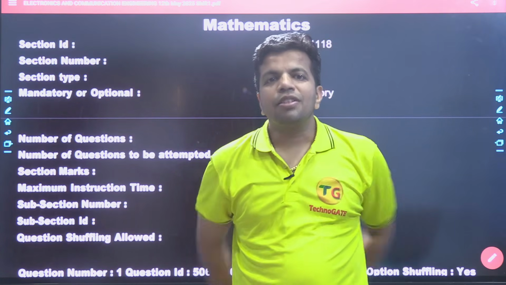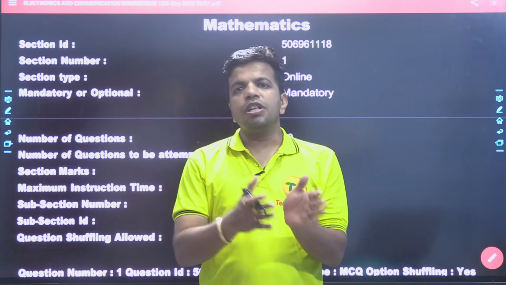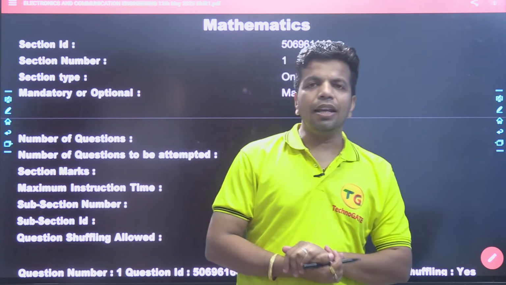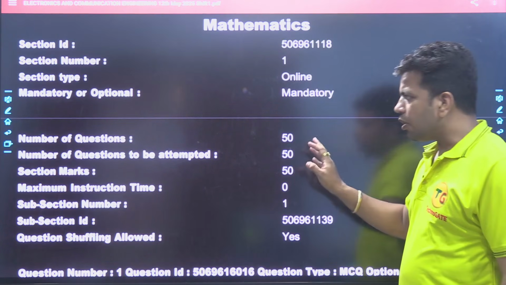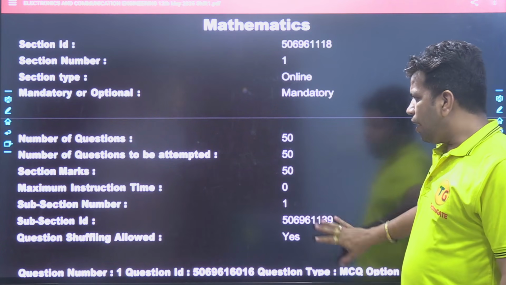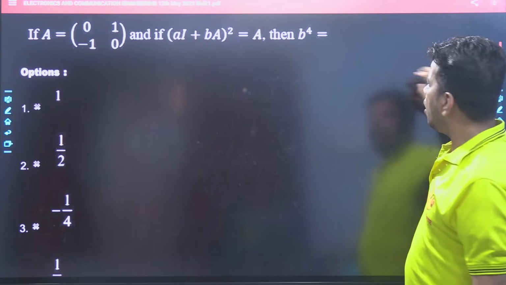Hello dear students. So now in this particular session we are going to discuss the questions of mathematics of Telangana state. Okay. So you can see here there are total 50 questions in this particular paper, and let's start with question number 1.